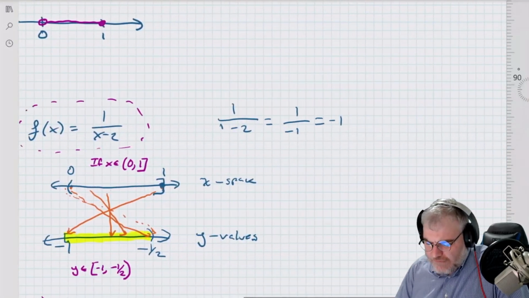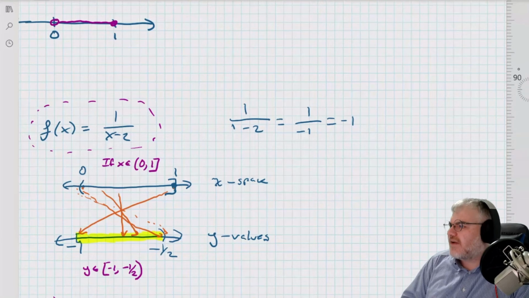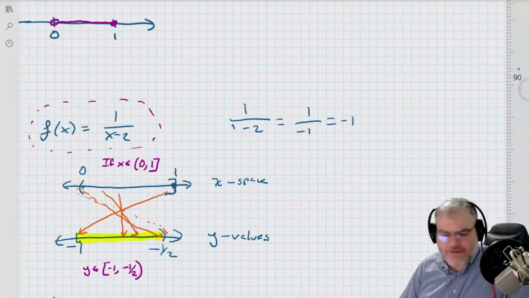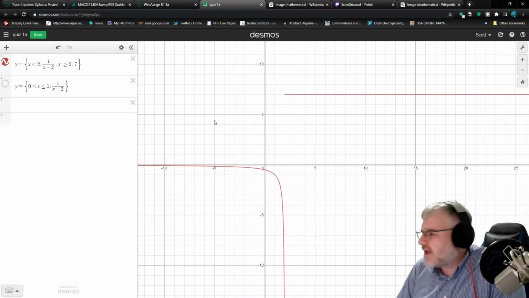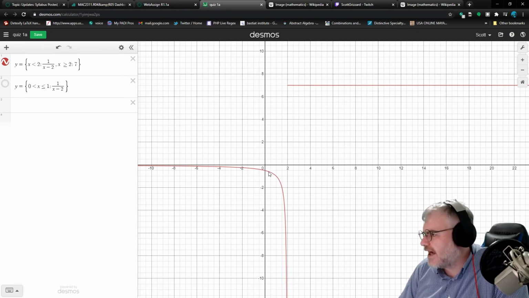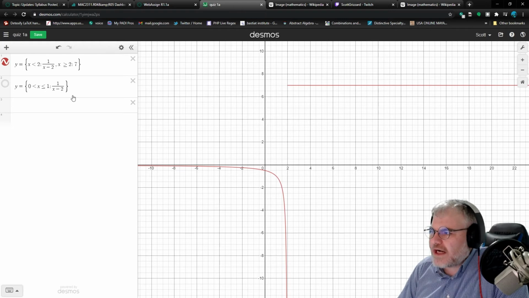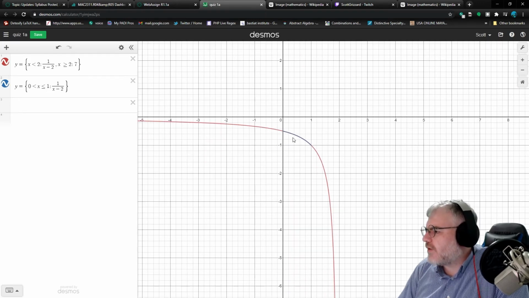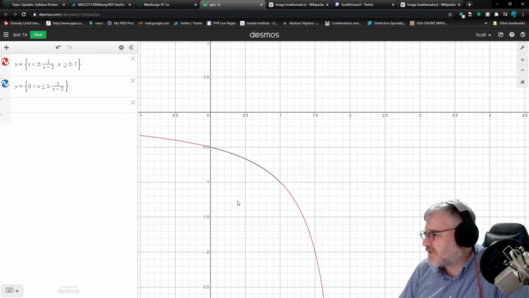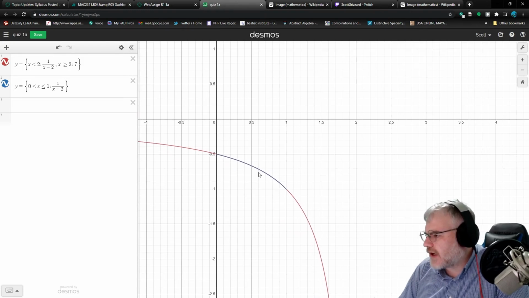Now, I can also, if I wanted to not do an arrow diagram, if I wanted to do a graph, this is what the graph would look like. So here's this graph, here's this function. Here's the graph of this function on Desmos. Okay? And now what I want is I want x to be restricted to 0 and 1. So if x is restricted between 0 and 1, I'm going to have this little blue bit here on the graph.